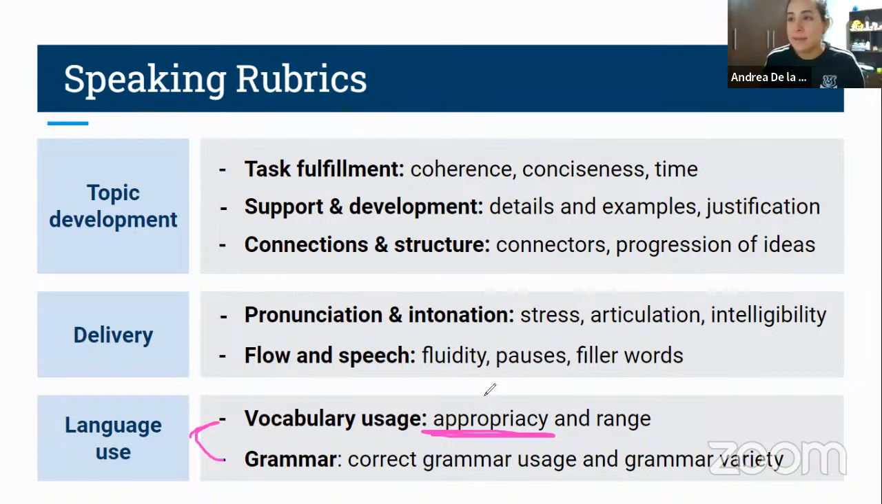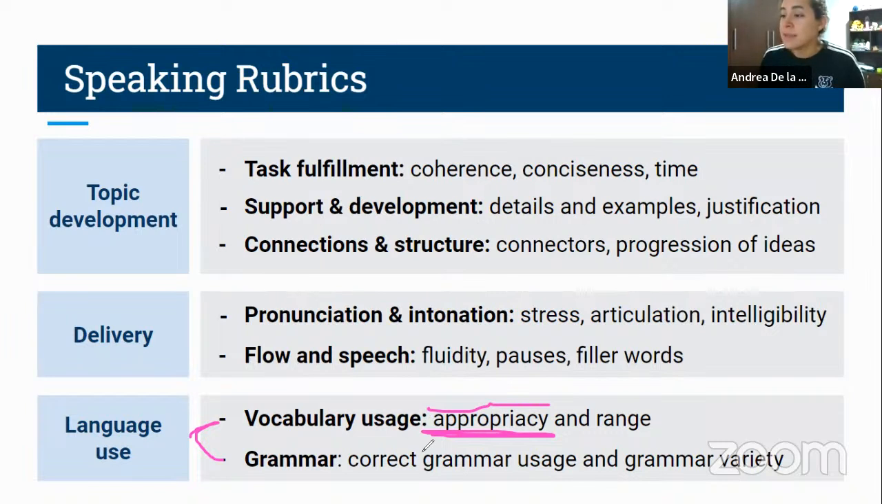Words like deadline, assignments, attendance, professor. So you need to use the appropriate words according to the context of the question. If it's about work life, then you need to have those words, right? Colleagues, co-workers, working environment, promotions. You need those words that are related to the topic in order to have the correct vocabulary.